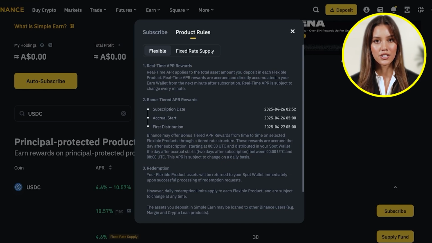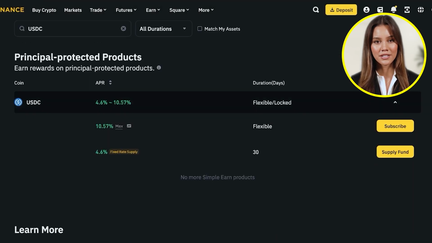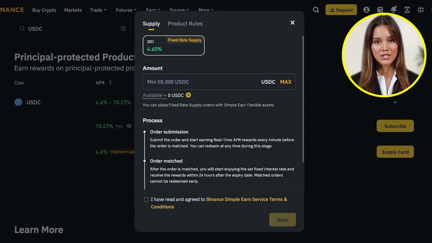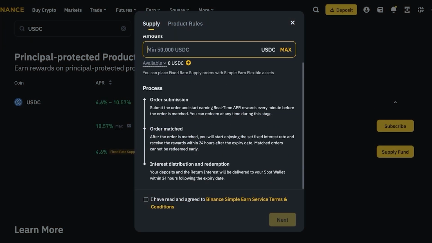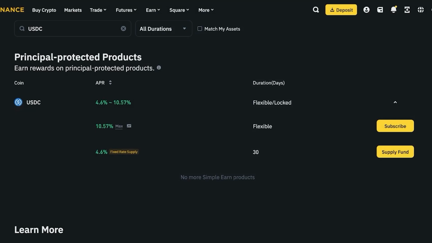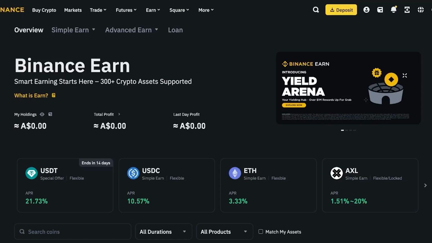However, if you opt for a fixed fund like this, you are not going to be able to take out your money until the 30 days have been completed. So after your order is submitted, it's matched, you will start enjoying the fixed interest rate and receive the rewards within 24 hours after the expiry, and you cannot redeem your earnings earlier. So this is again a really great way to multiply your futures trading earnings with Binance.